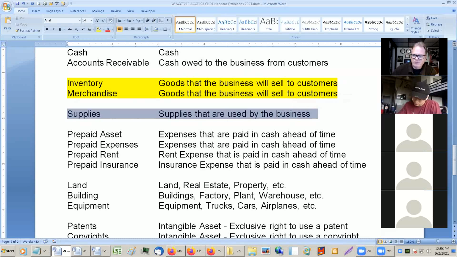Supplies, these are glass cleaner or whatever, things that I have to keep the shop going. I don't sell these to the customers. I don't sell glass cleaner. I sell toys. And as I use these up, I expense them. But when I first buy them, they go into a supplies account.